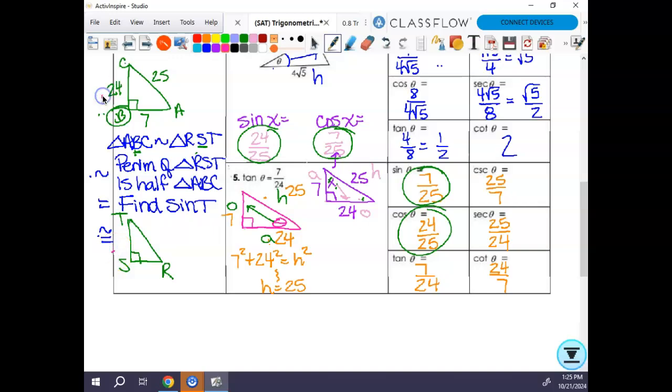All right, so if we know that, and if the perimeter of this one is half the perimeter of this one, perimeter is just adding, so that means all the side lengths are half the size. So if this one is 24, this would be 12. If this is 7, this would be 7 over 2, which is also 3.5. So we're going to do it that way too because we get calculators. And then, which is 12.5.